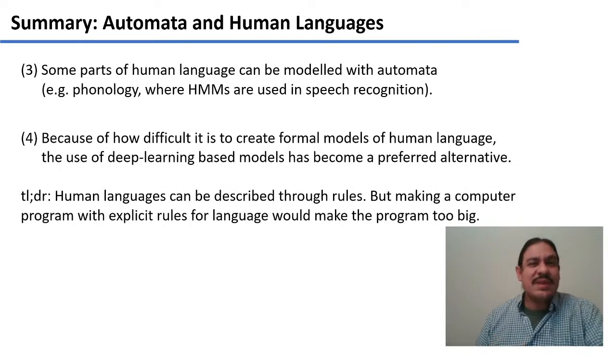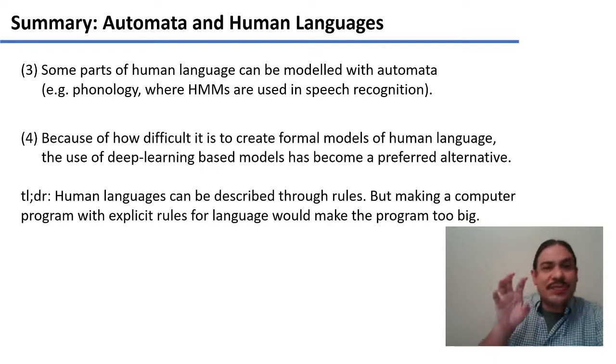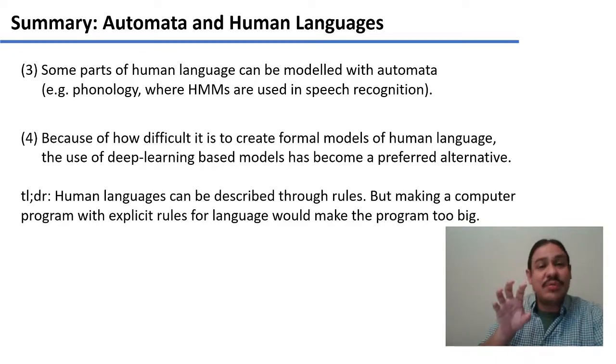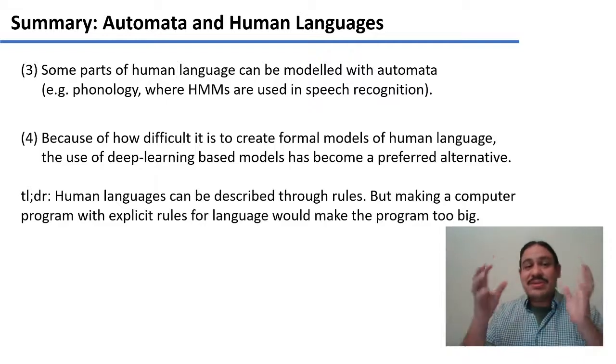This doesn't mean that simple procedures are useless. There's many automata that are very useful. For example, phonology has simpler descriptions. Something like the structure of English syllables is relatively straightforward. And so something like a hidden Markov model can be used to explain sound and to have rules for sound input. Hidden Markov models are very popular in speech recognition, for example. But in general, it is very difficult to create models of language that are just based on rules.